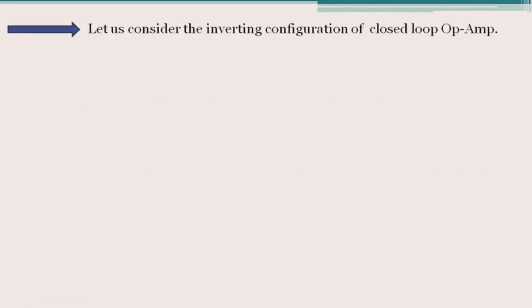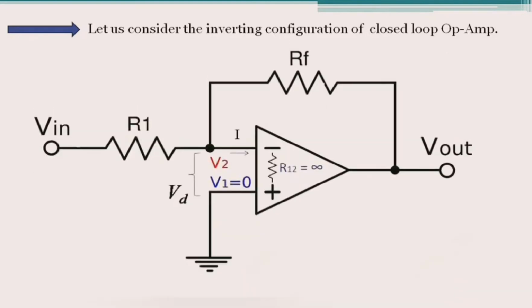Now let us consider the inverting configuration of a closed loop op amp. Let us consider this circuit. Here we are calling it an inverting configuration of op amp, which means the input voltage Vin is connected to the inverting terminal, or the negative terminal, of the op amp. That's why it is called the inverting configuration. Here you can observe that the non-inverting terminal is connected to ground and the inverting terminal is connected to the input signal. Here the virtual ground means that the non-inverting terminal voltage is 0.